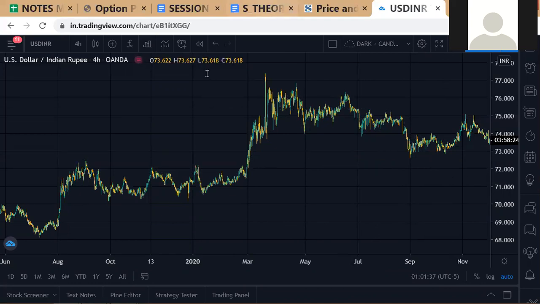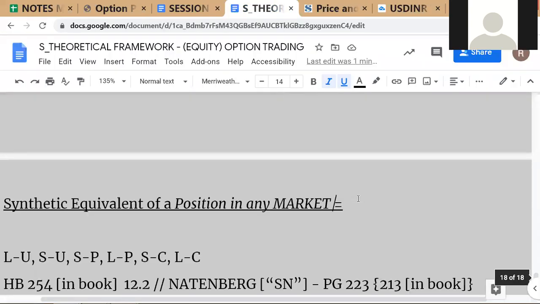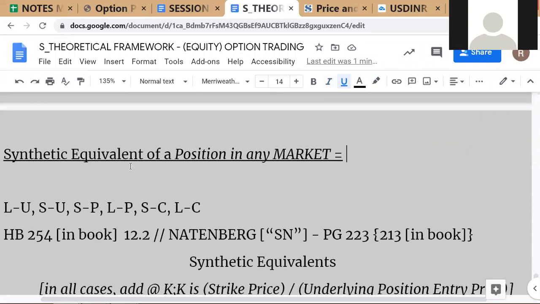So the synthetic equivalent of a position in any market is, let's put it this way, let's define it. Let me just give you the technical definition first, and then I'll explain the definition, and we'll look at an example which is easy to understand. Let me write it in a more general way.